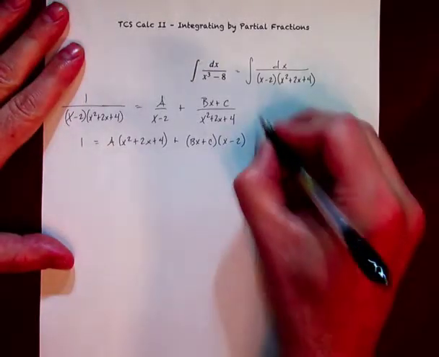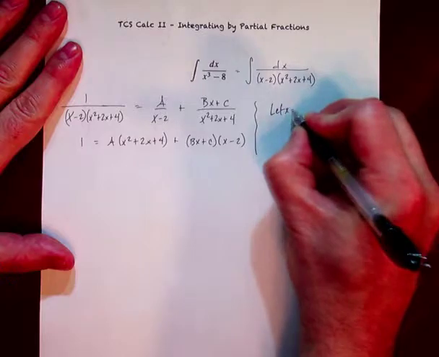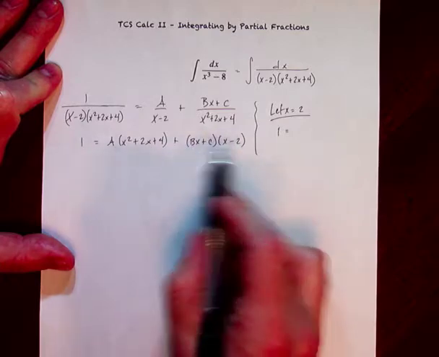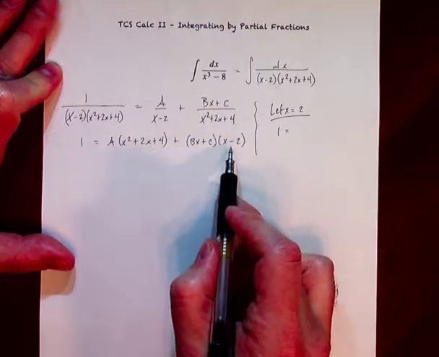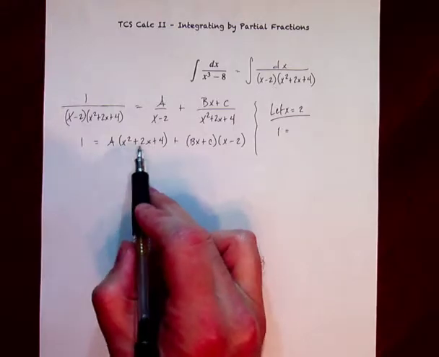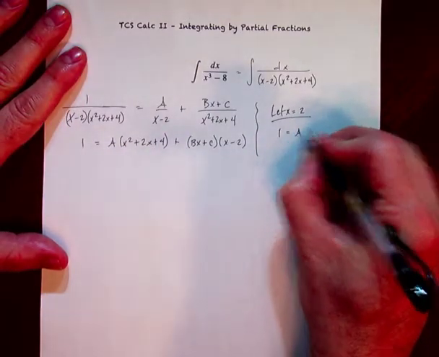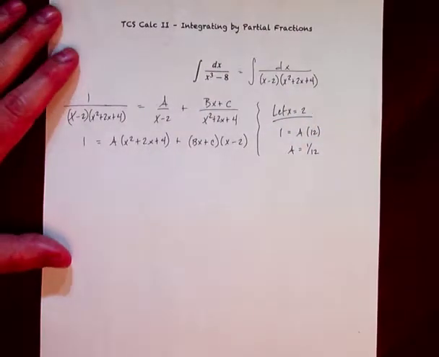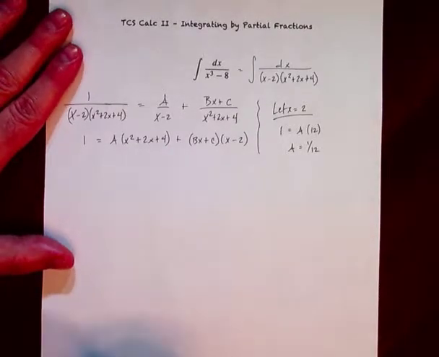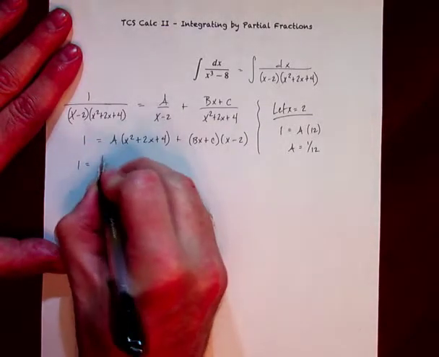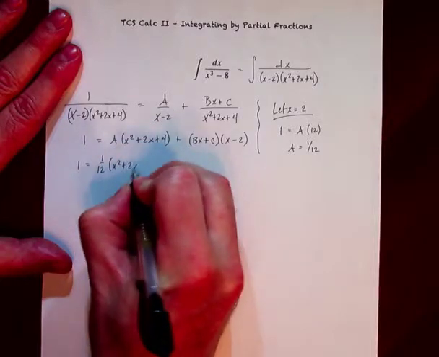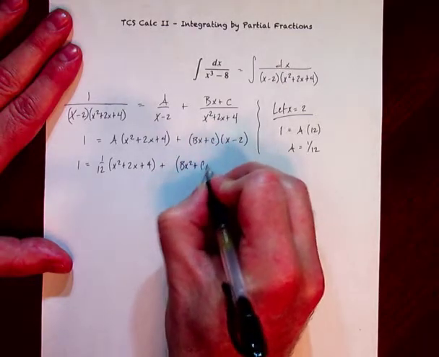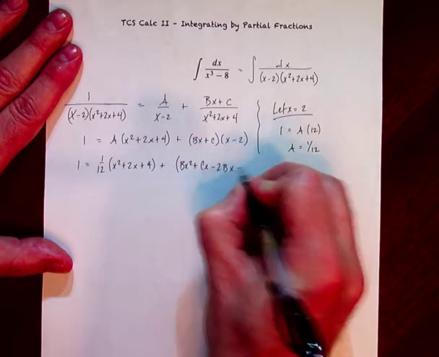Let's go ahead and let x be equal to 2. That's going to give us 1. Over here, that's going to turn this term, this product, into 0, because that factor is equal to 0. And when I plug 2 into here, I'm going to get 4 plus 4 plus 4. So that's going to be A times 12. So A is actually 1/12. Okay, well that doesn't make me overly happy, but let's go ahead and plug it in. I have 1/12 times x squared plus 2x plus 4. Let's go ahead and multiply this out, and we get Bx squared plus Cx minus 2Bx minus 2C.